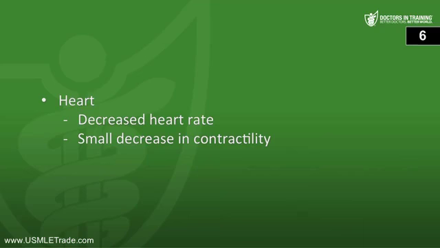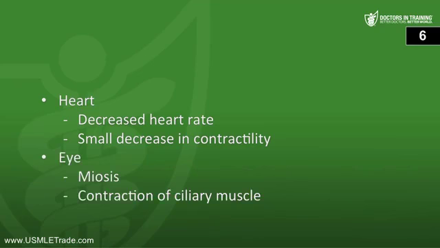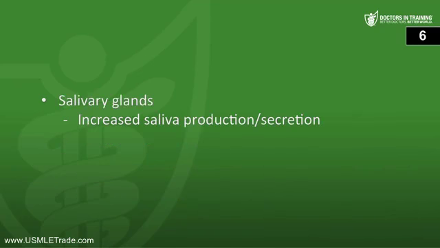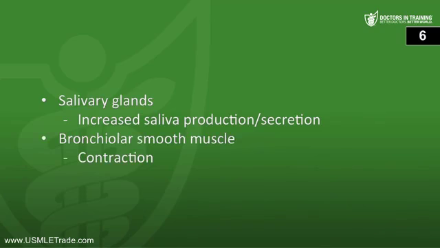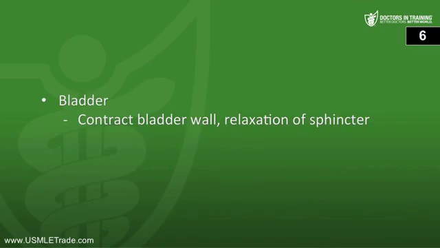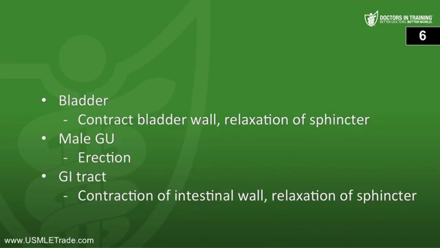First question, how does the parasympathetic nervous system affect the following body structures? So we went through this once, let's go through it again. The heart, you're going to get decreased heart rate, maybe a small decrease in contractility. In the eye, you're going to see miosis, you're going to see contraction of the ciliary muscle. In the salivary gland, you're going to get increased saliva production and secretion. In the lung, for that bronchiolar smooth muscle, you're going to get contraction. For the bladder, you're going to get contraction of the bladder wall and relaxation of the sphincter. And the male GU, you're going to get an erection. And then on the GI tract, you're going to have contraction of the intestinal wall, relaxation of the sphincter, overall increase in transit.